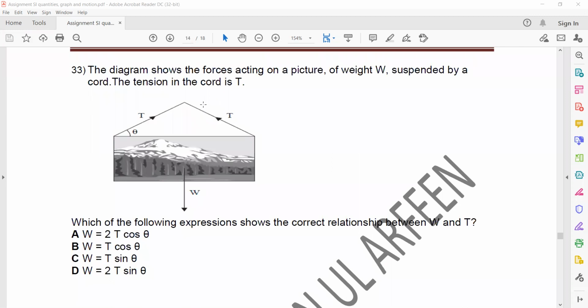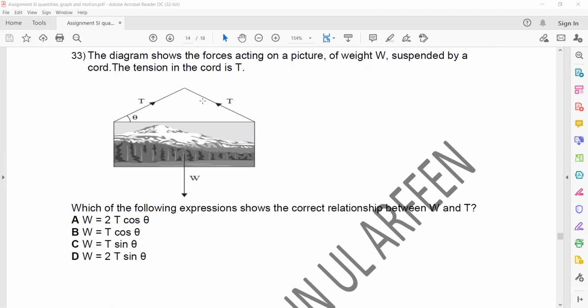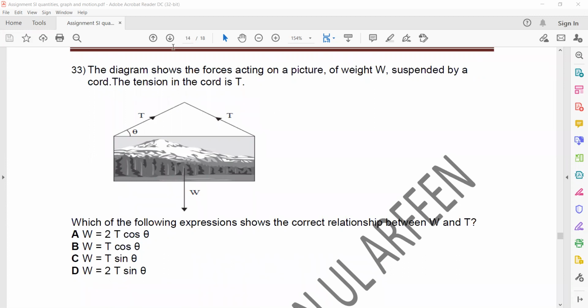In question 33, the diagram shows the forces acting on a pitcher of weight W suspended by a cord. The tension in the cord is T. Which of the following expressions shows a relation between weight and T?